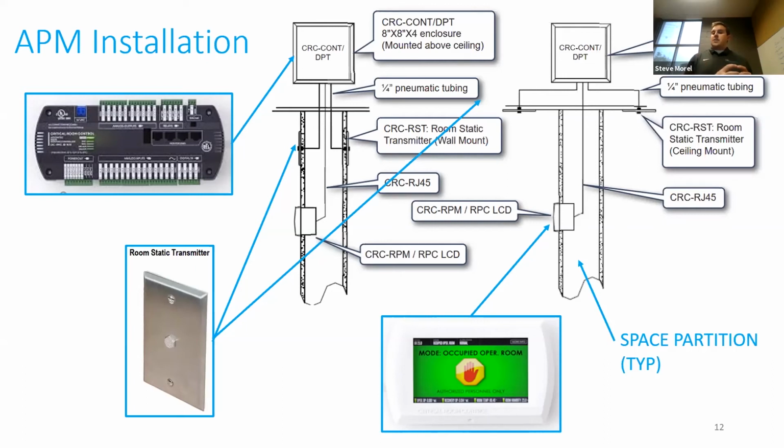It has our DPT mounted in it, and then everything gets run to there. And then our display on the wall, all you need to run is a Cat5 cable down to your display, and you really have up to 200 feet to run that Cat5 cable to wherever you want that display mounted, which allows a lot of flexibility on where you put your controller and keep that pneumatic tubing easily run to really figure out your system.